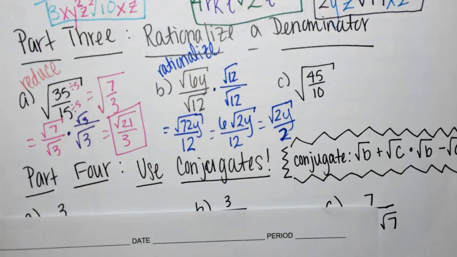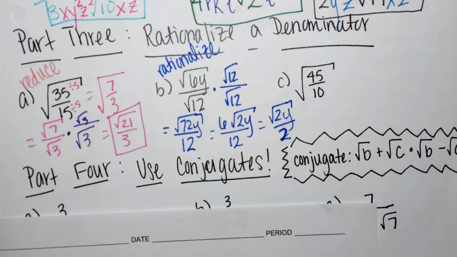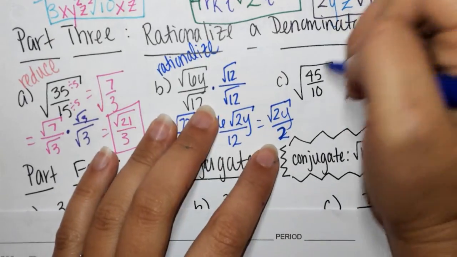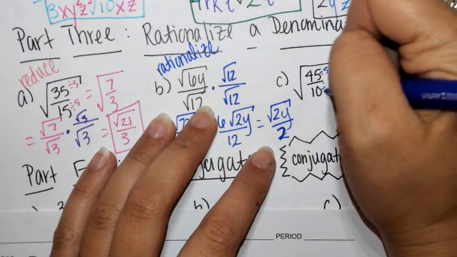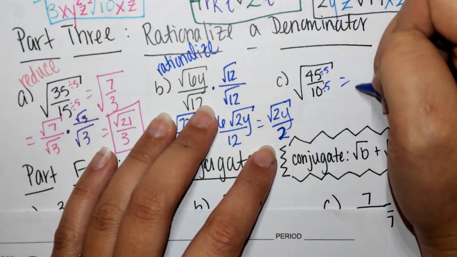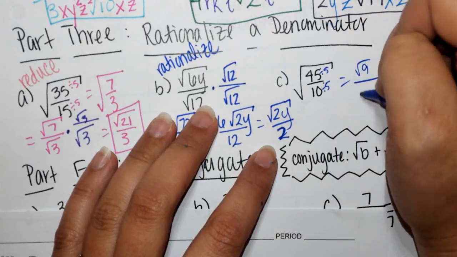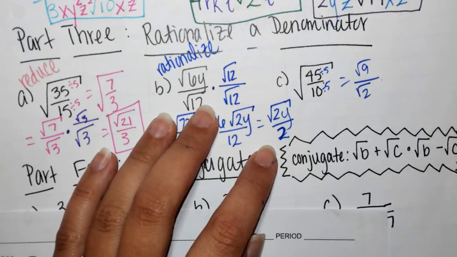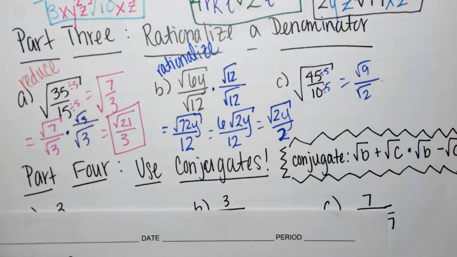On the board, go through 16 through 20. With the variables, you do the same thing. So try C: divide by 5, divide by 5, and you get the square root of 9 divided by the square root of 2, which is 3 divided by root 2, and then rationalize.